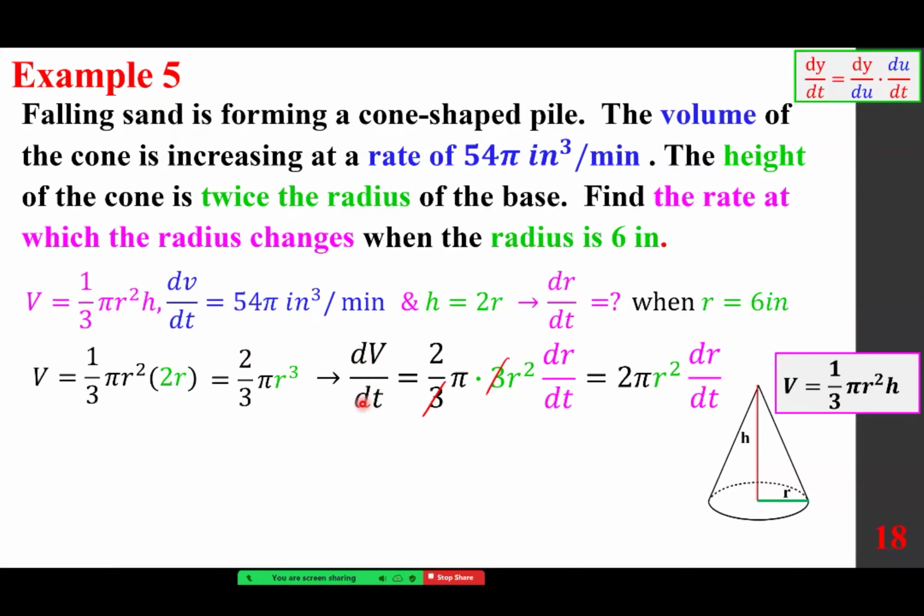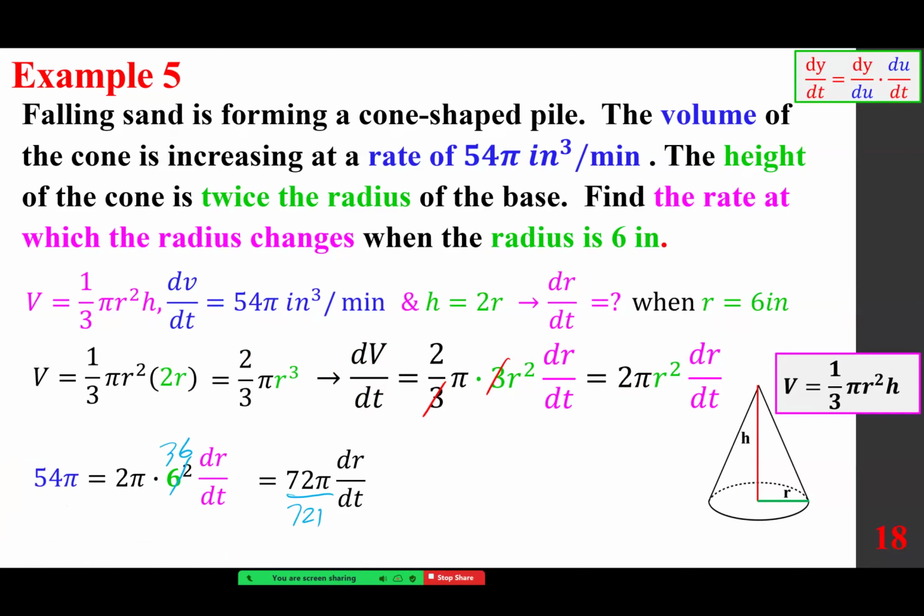Replace it with 54 pi. The right side, 2 pi times 6 squared, dr/dt is the one that we are going to find. This is 36 times 2 pi makes it 72 pi. We're going to divide both sides by 72 pi.